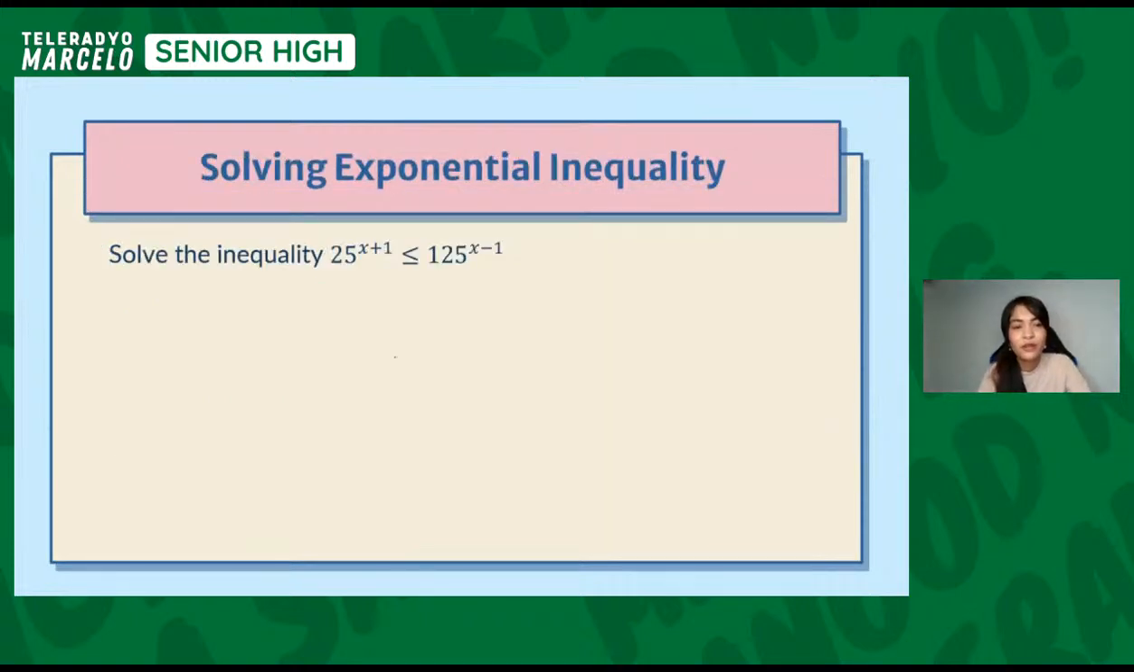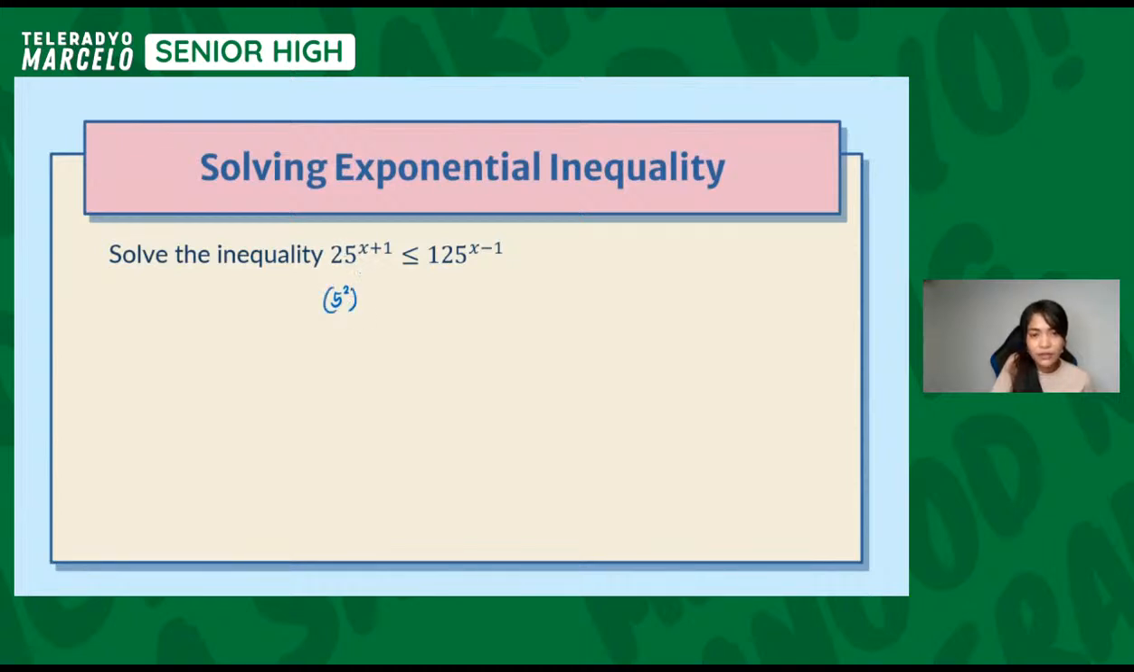So we are going to solve the inequality 25 raised to x plus 1 is less than or equal to 125 raised to x minus 1. So similar to our steps in solving exponential equations, we still have to rewrite the bases into similar ones. So in this case, we can rewrite 25 as 5 squared. Tama ba? 5 squared is also equal to 25.